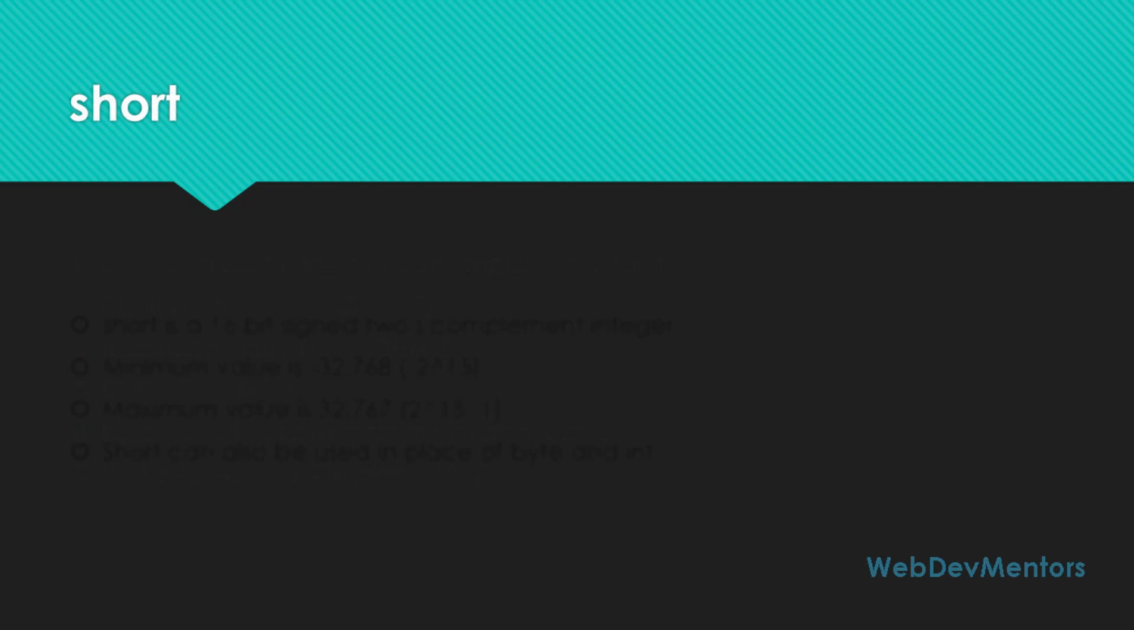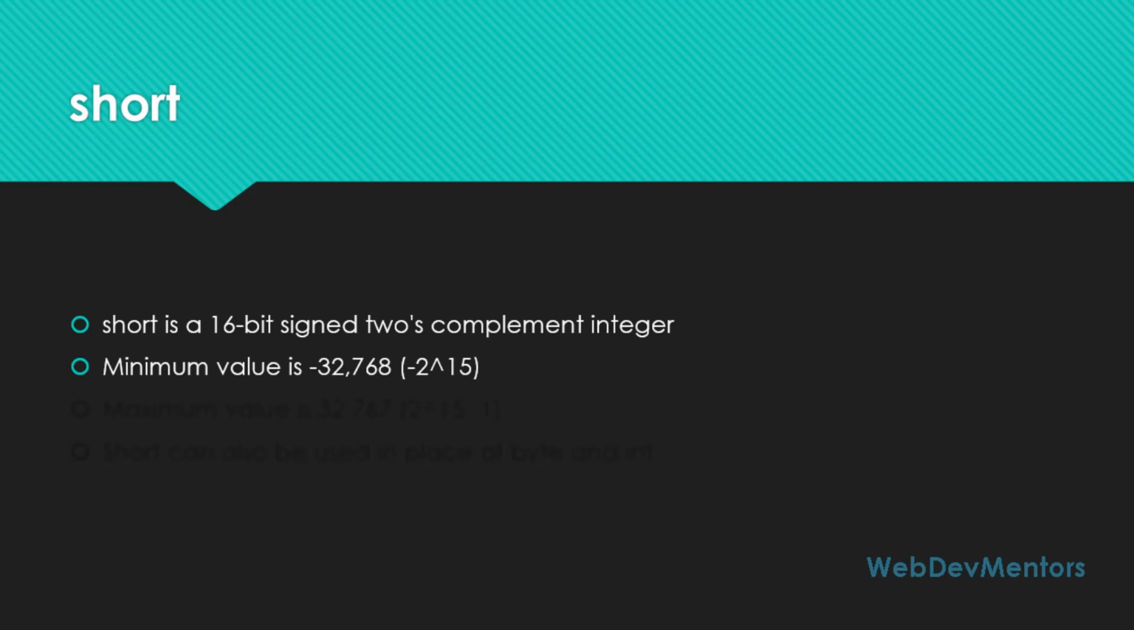So the next data type that we're going to see is short. Short is a 16-bit signed 2's complement integer. So just like byte, we have short, but it is a bit bigger in its range. So it has 16-bit memory. The minimum value is -32,768, which is formed from -2 to the power of 15. And the maximum value it can store is 32,767, which is formed from 2 to the power of 15 minus 1. So you know the reason why 15 is used as a power. When counted from 0 to 15, it gives you the 16 bits that you want to store.